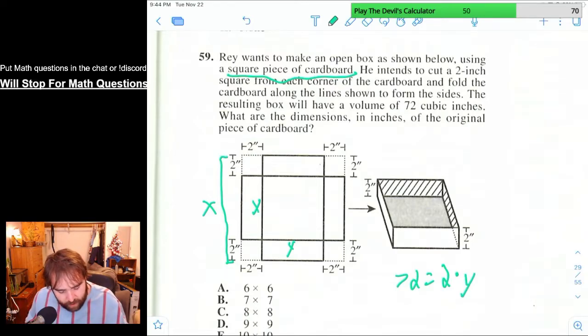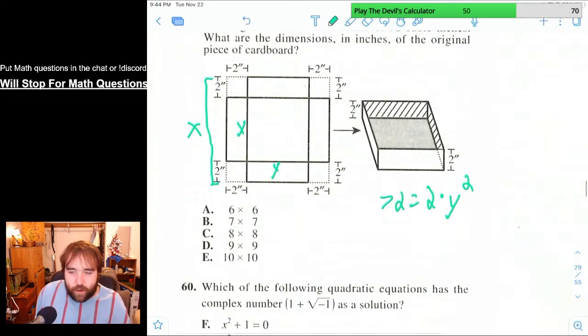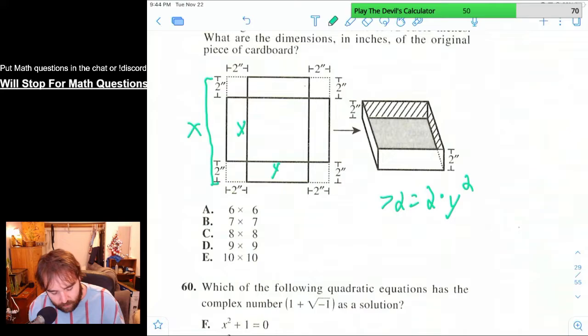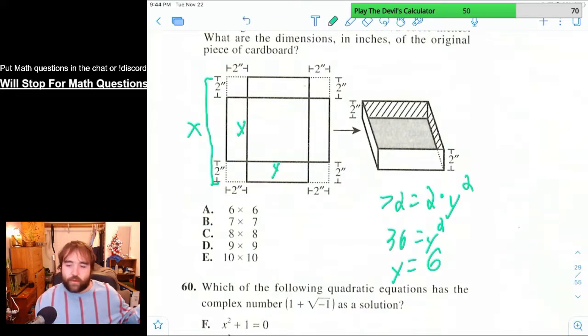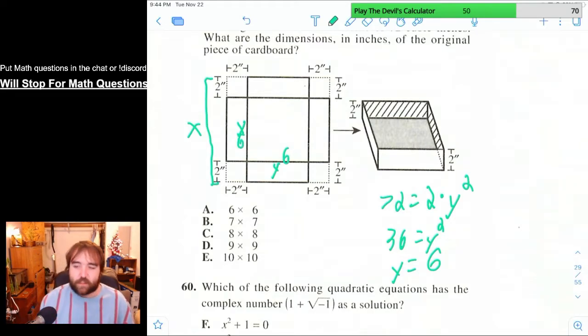So I'll just call that y. So this is y times y, or y squared. Then we're just going to solve for y. We can solve for that length. That's pretty easy. You get 36 equals y squared, and square root both sides. And since it's a length, you don't need to include the negative. So we know the dimensions of the base have to be 6 and 6.